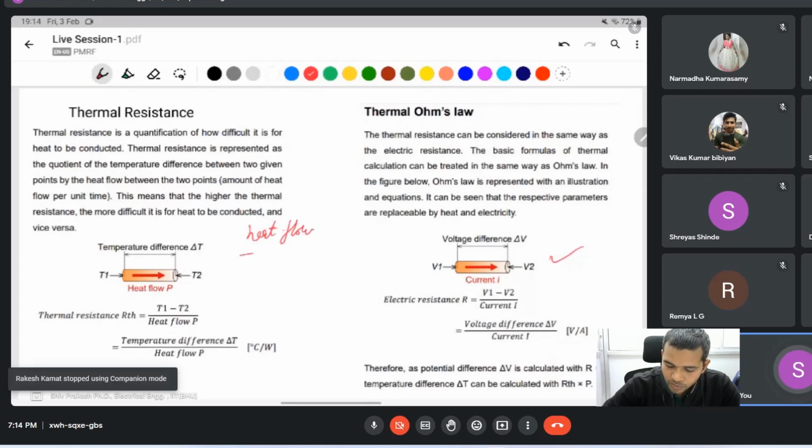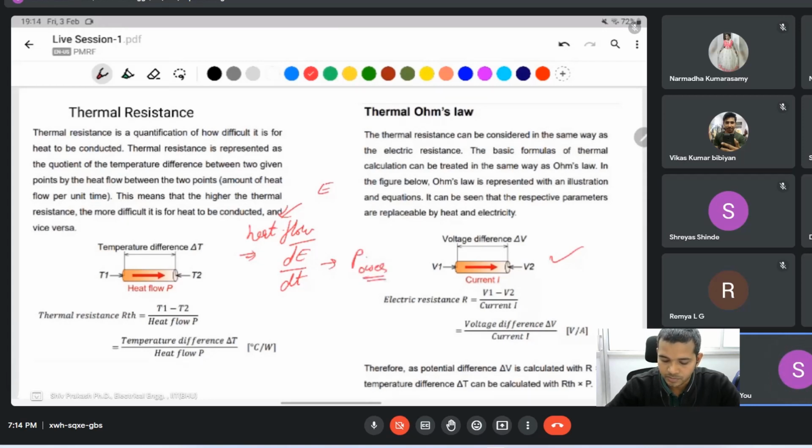Heat flow, you know about the heat. Heat means energy content, and heat flow means the rate of change of energy, which is power. You know power multiplied by time is energy. If you differentiate energy, you find power. It means heat flow means power flow.